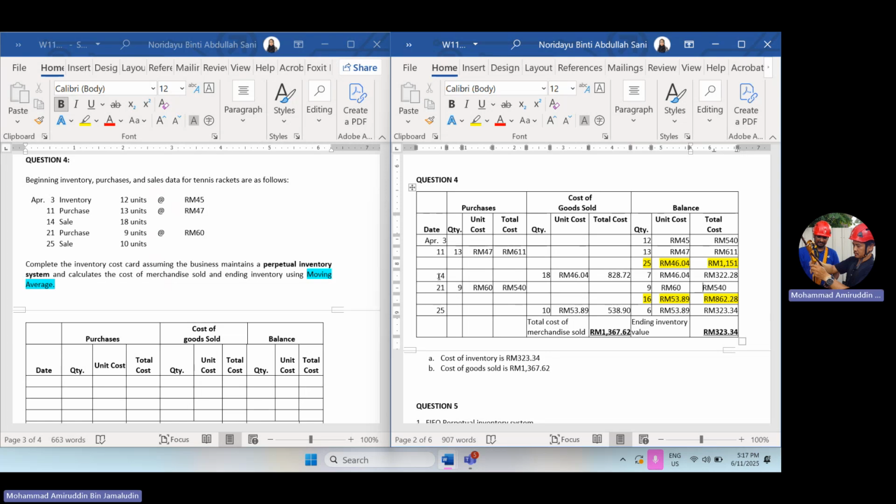No, not like FIFO. This is totally different. We need to find the total quantity in our store and the total cost, then we divide accordingly, and we get the unit cost. It's different from FIFO, right? Prepare your answer according to the question requirement. If they want FIFO, you prepare FIFO. If they want moving average, this is how it should be.